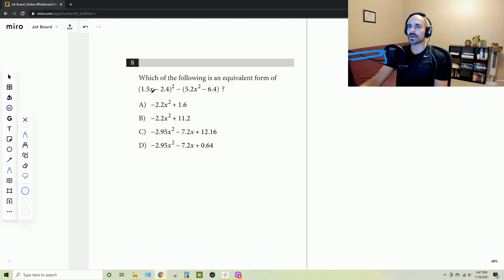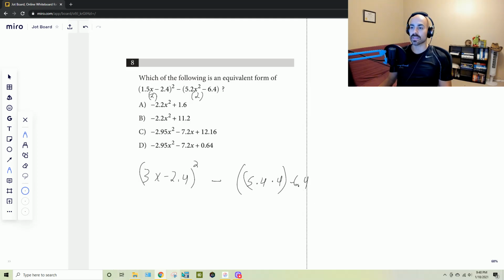So here I see that if I plug in 2 here and then 2 here, and remember, equivalent form is a hint that we can try this to solve for it. Then what I'll do is rewrite this down below. We'd have 3x minus 2.4 squared, and then you would subtract that by 5.2 times 4, because that x is being squared, that 2 is being squared, multiplied by 4, and then that would be minus 6.4.